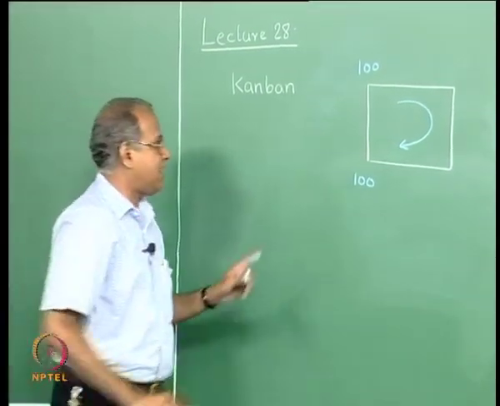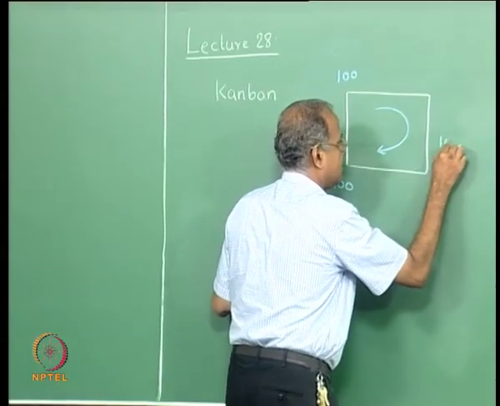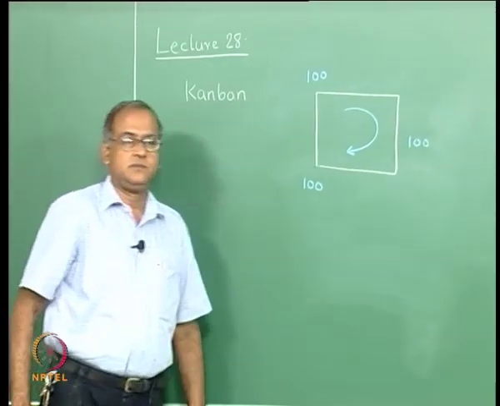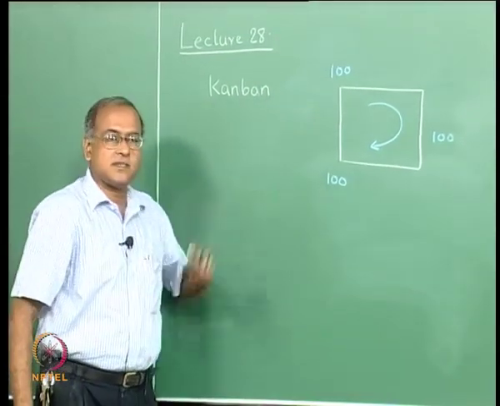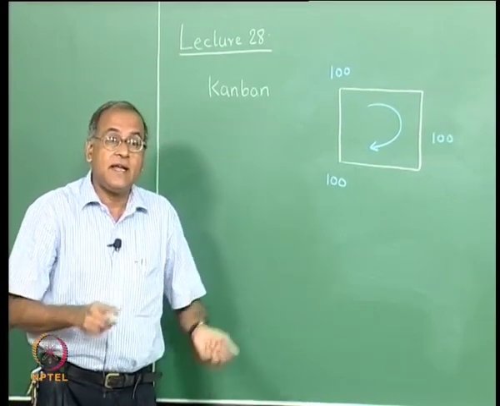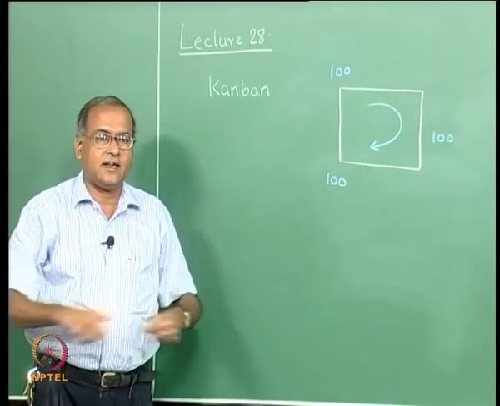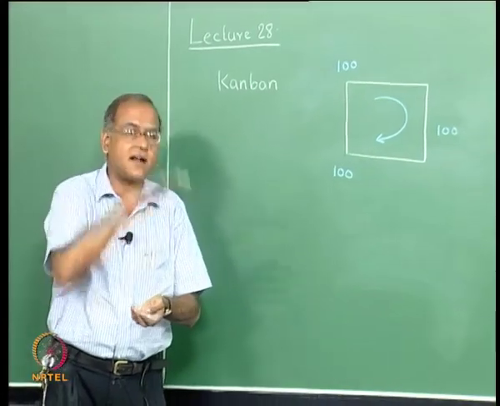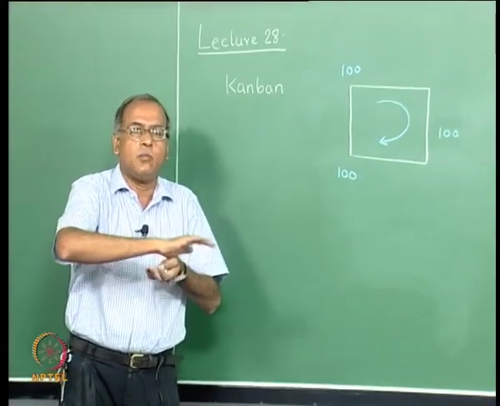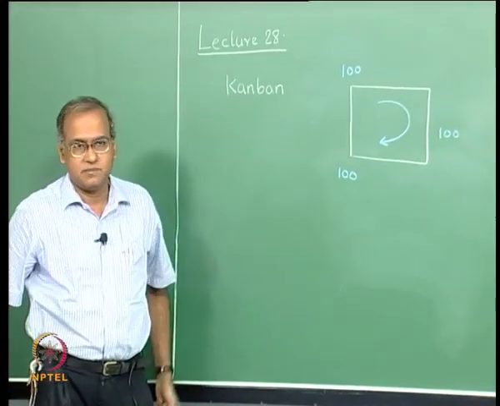Now, what is the inventory in this system? That is 100. Now, my hourly demand is 100. Now, I need a container whose capacity is exactly 100. I cannot put more than 100 in it.